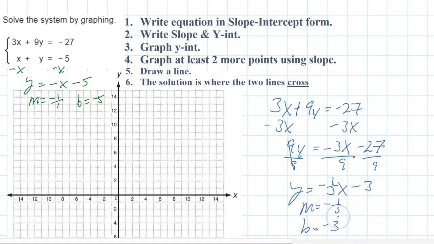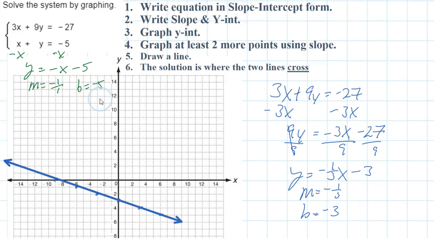We'll graph the blue one first. My y-intercept was negative 3. I go down to negative 3. I put a dot. My slope is negative 1 over 3. So that means go down 1, to the right 1, 2, 3, put a dot. Down 1, over 3. And you can go the opposite direction also. Then simply draw a line through it.